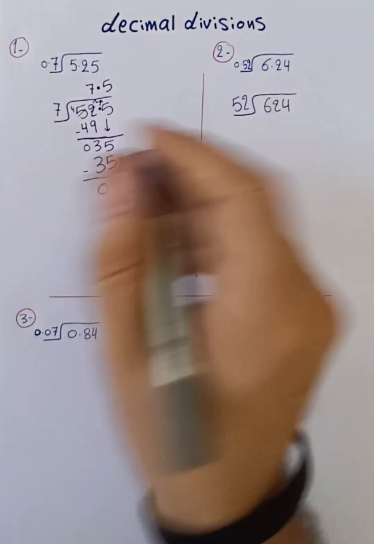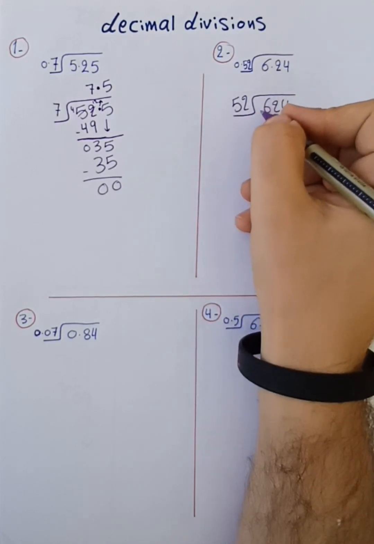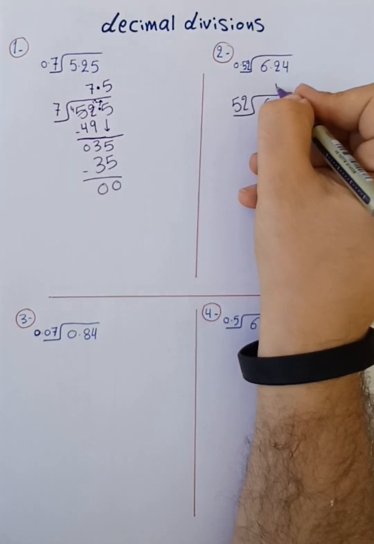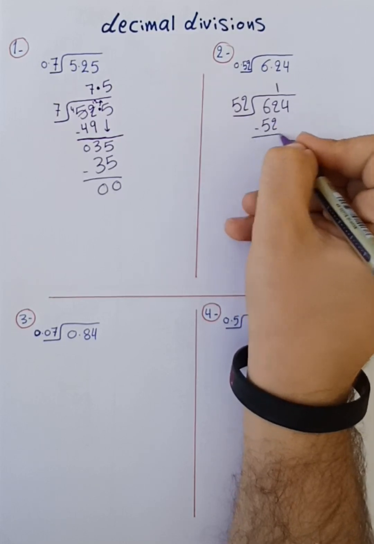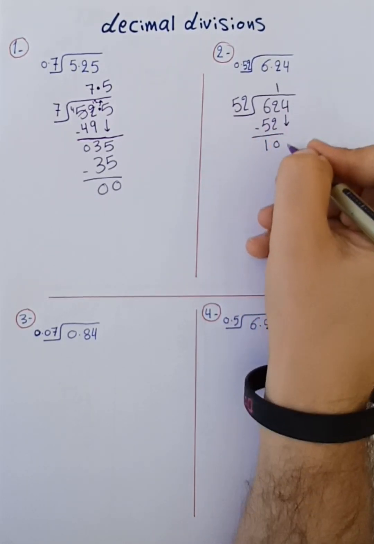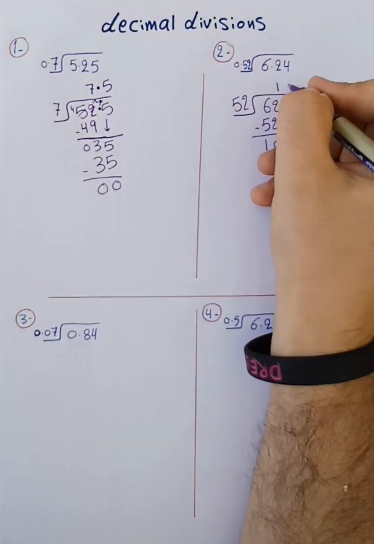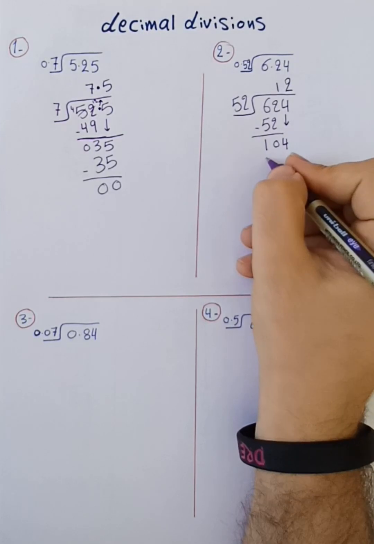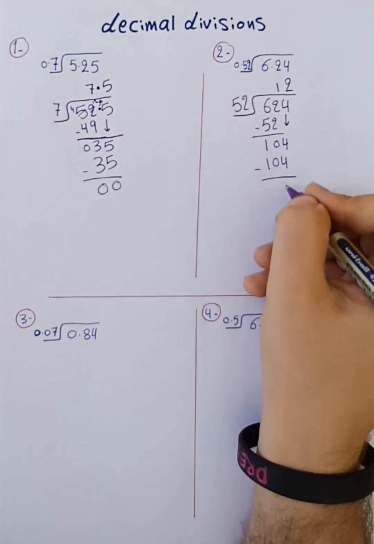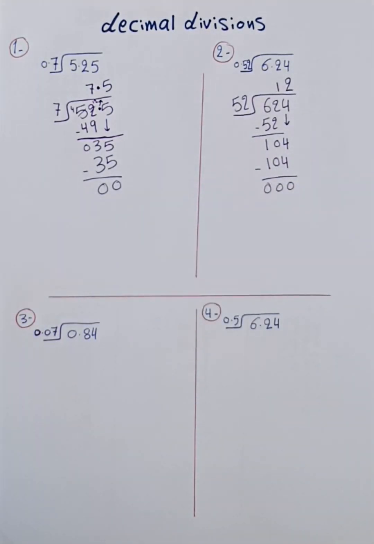Now we can divide. 62 divided by 52. How many 52s are in 62? You have only one. 1 times 52 is 52. 2 minus 2 is 0. 6 minus 5 is 1. And then you have to bring down 4. 104 divided by 52. Exactly we have 2. 2 times 52 equals 104. 4 minus 4 is 0, 0 minus 0 is 0, 1 minus 1 is 0. So the quotient is 12.